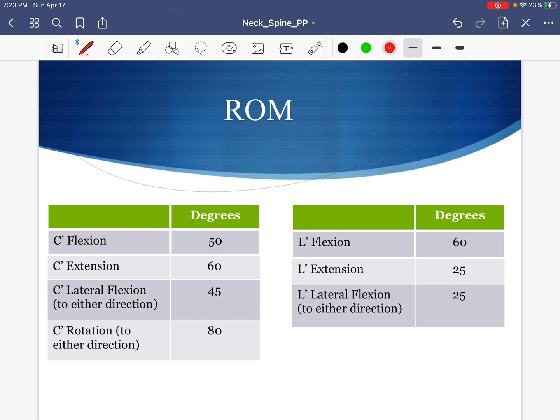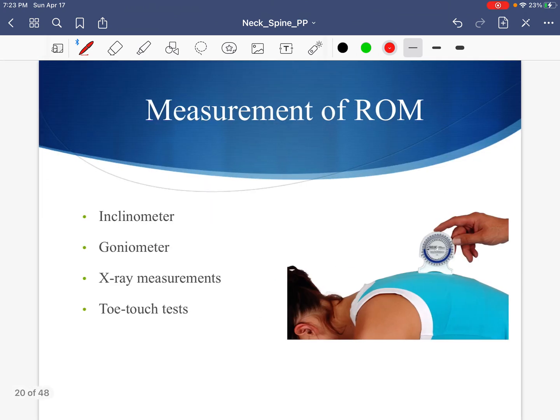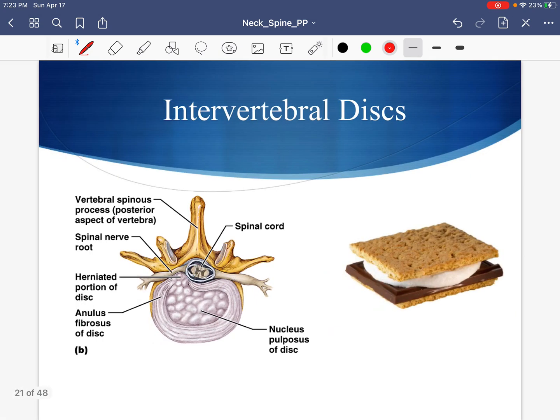Okay. I've given you some range of motion as I usually do, but you don't need to know them specifically. It's possible to measure these. It's not quite as easy as it was with the goniometer for the other places. You can use an inclinometer or other devices. You don't need to know that, I'm just telling you.